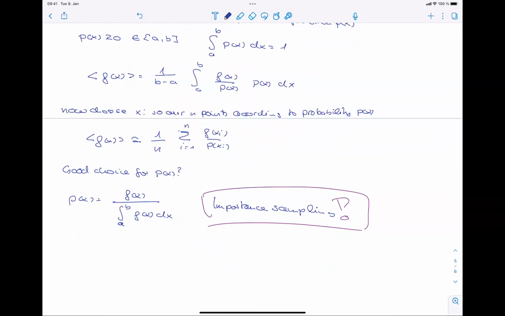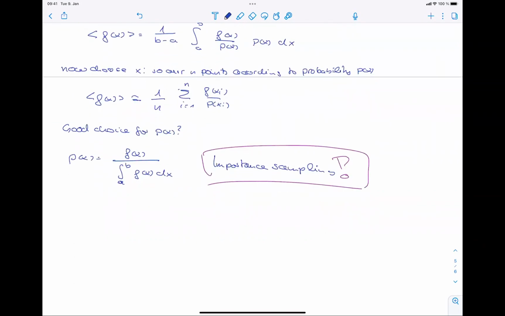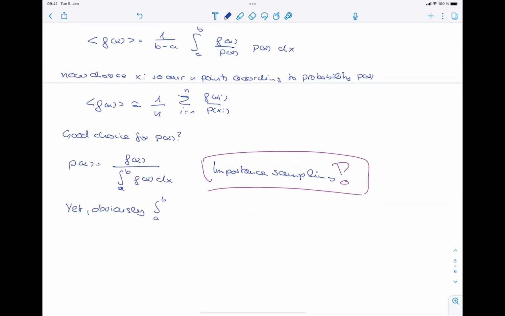Obviously, here the disclaimer is that I'm assuming I could choose this probability as such, but what I'm doing here is I need to normalize it to have a probability. And here I'm putting in already that I would know the integral that I actually want, that I need to calculate to find the average. And so obviously I have to make another choice for the p of x. But that's the idea.